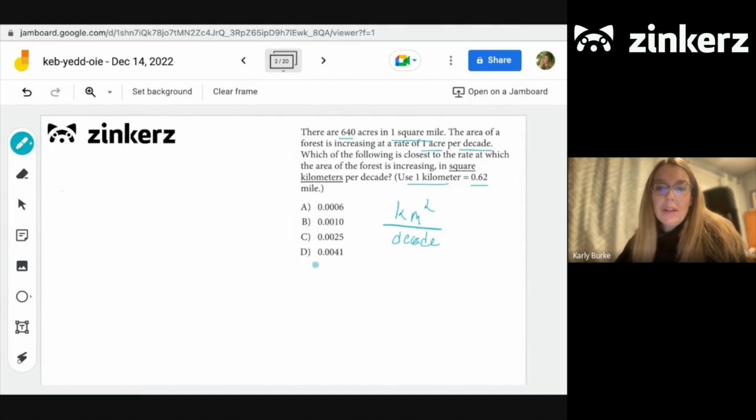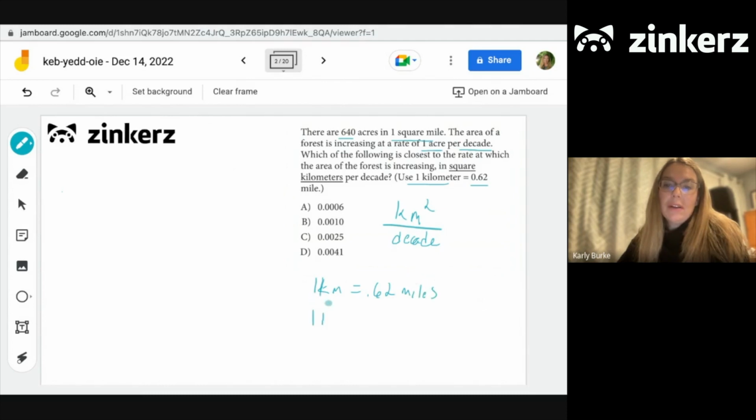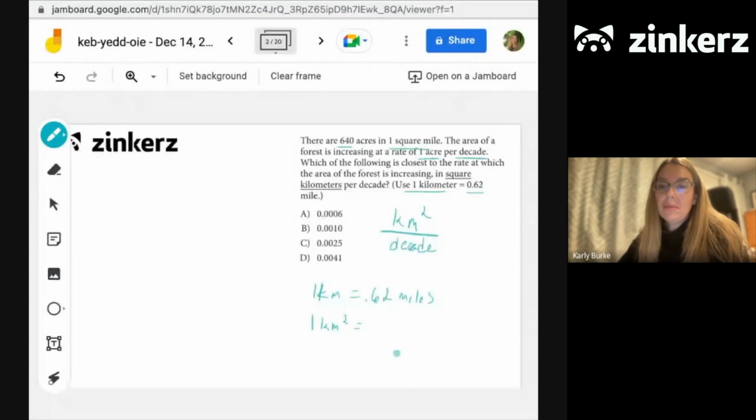So if 1 kilometer is equal to 0.62 miles, then 1 square kilometer is equal to, you have to do 0.62 times 0.62. So you're going to get 0.3844 square miles.